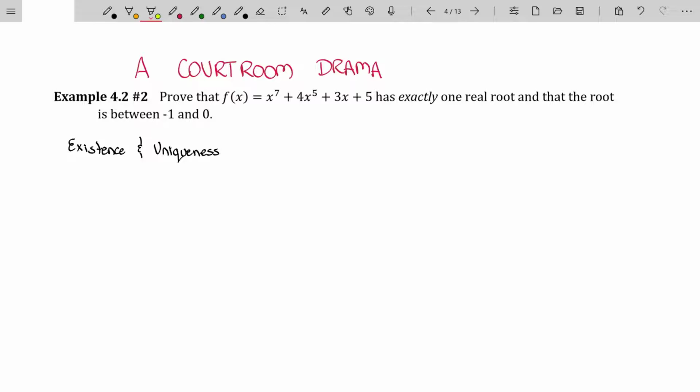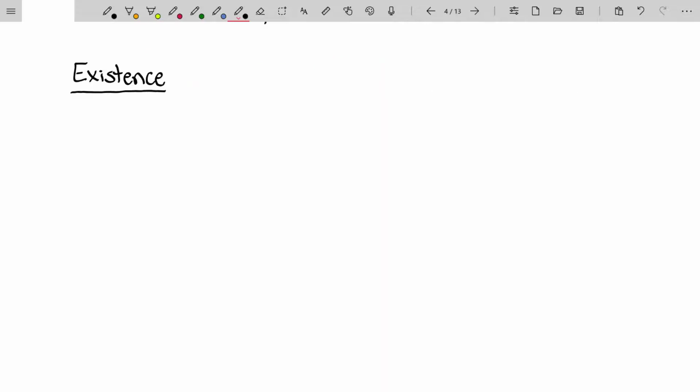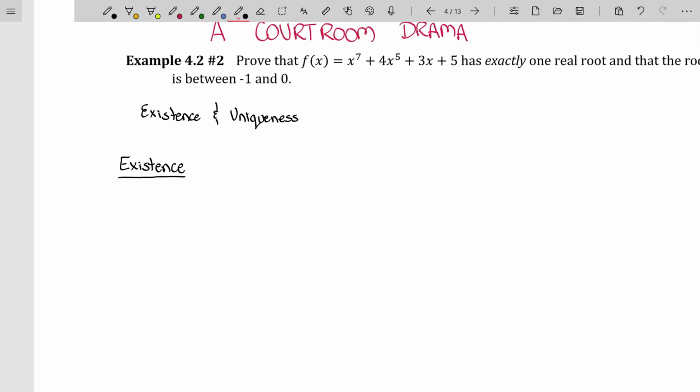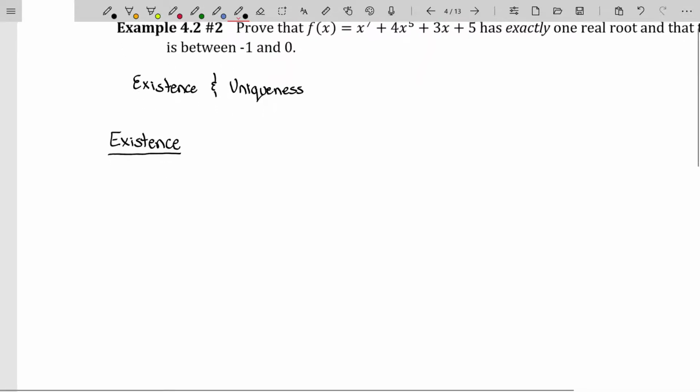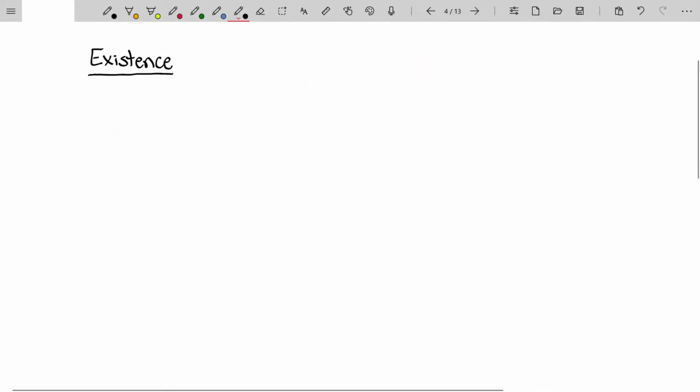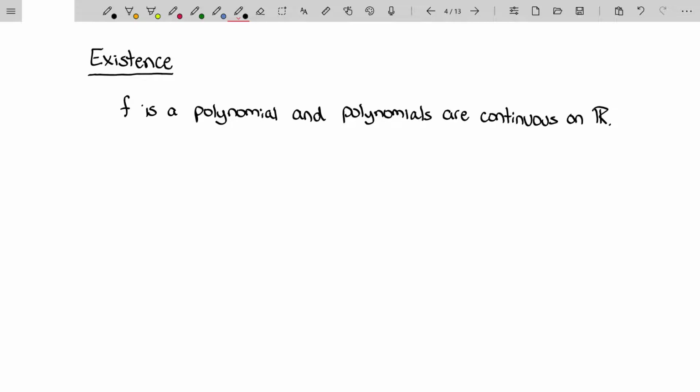First of all, let's discuss the fact that it does cross the x-axis. And this, ladies and gentlemen, will be our existence portion of today's courtroom drama. I hope you'll all agree that our function is continuous. In fact, let me write that down for you.